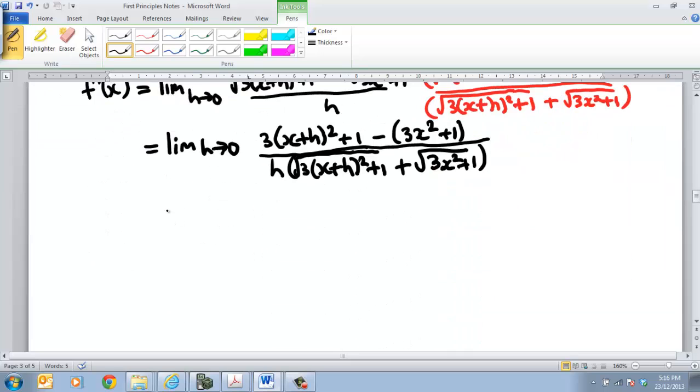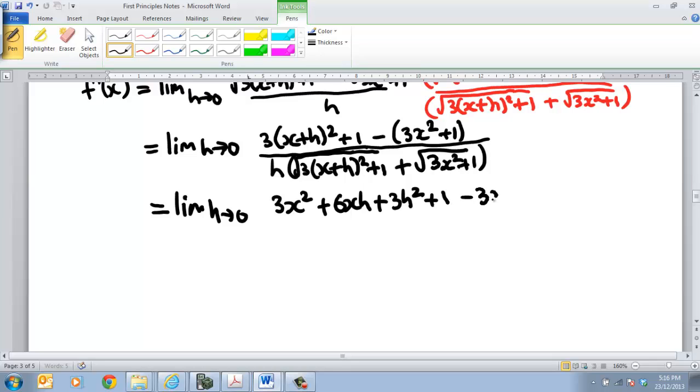So now we're in a situation where we've got rid of our thirds on the top line. What we need to do is we have to expand the bracket and then collect like terms. So the limit as h goes to 0. Now, that's going to be x squared plus 2xh. Now we've got to times that by 3 at the same time. So that's going to become 3x squared plus 6xh plus 3h squared plus 1. Take 3x squared, take 1.